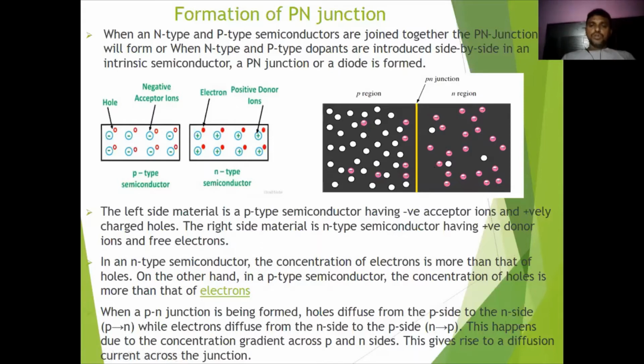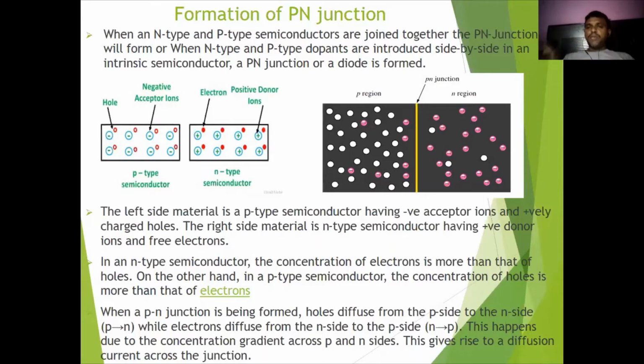Understood. Whenever a concentration gradient is there, meaning a variation in concentration from one region to another, from higher to lower concentration, the diffusion process takes place. Here we have two cases. The first case: in the P region, the concentration of holes is higher, and in the N region, the concentration of holes is lower. Then holes move from the higher concentration P region to the lower concentration N region.